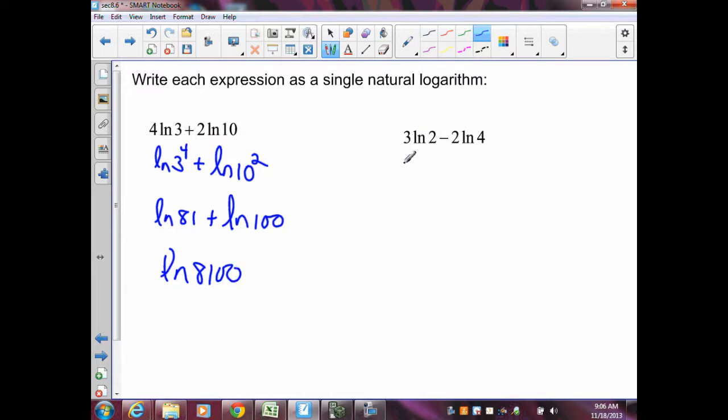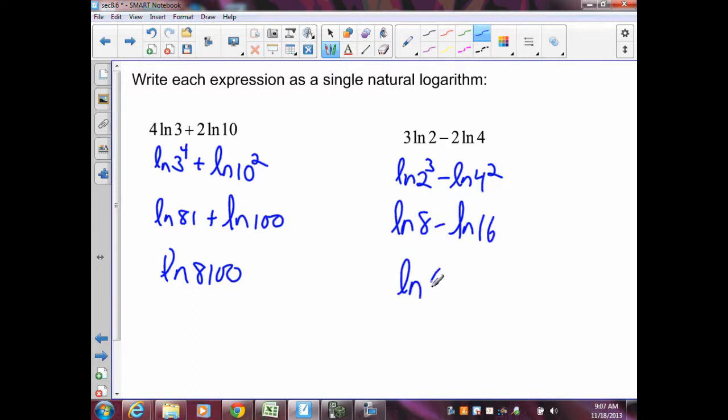Next, again, the power rule, I can have this written as ln 2 cubed minus ln 4 squared. Simplify each logarithm is going to give me ln 2 cubed is 8 minus ln 4 squared is 16. The quotient rule can apply because of the minus sign. It gives me ln of 8 over 16, which will give me ln of a half.